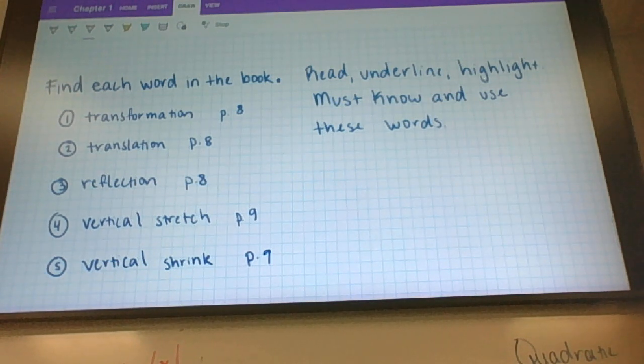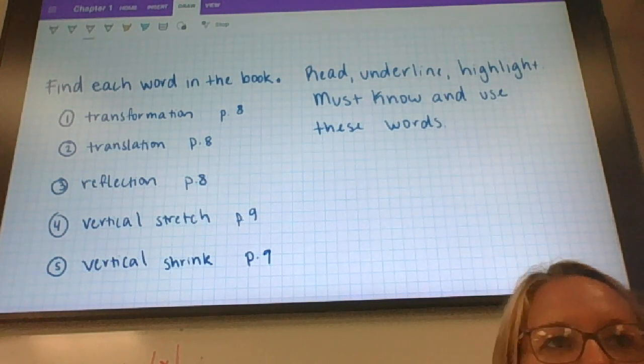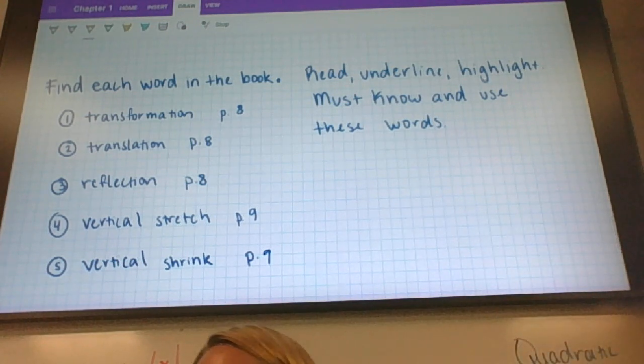So what I want you to do is find these words in the book. If you want to write the definitions, you go for it. If I were you, I would write the definitions. But I write very quickly, and I like writing things. That's why I'm a teacher. I'm still in school, right? I recognize that not everybody likes to write that much.